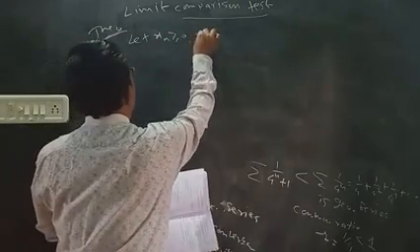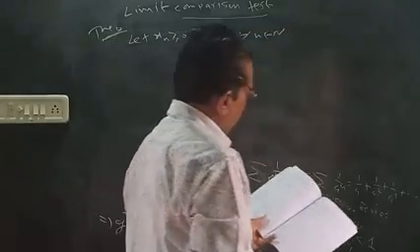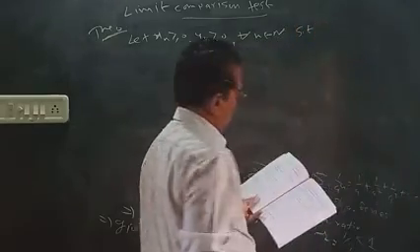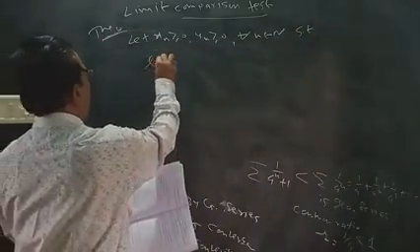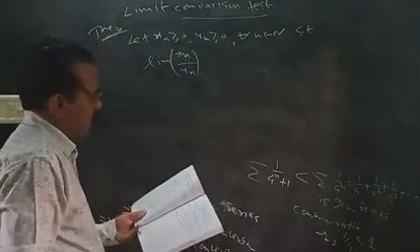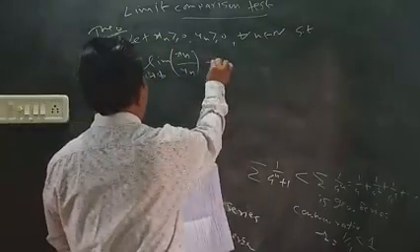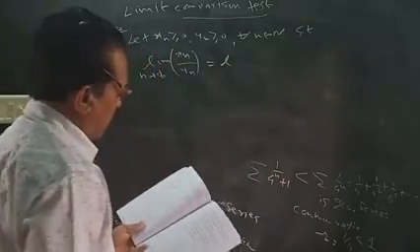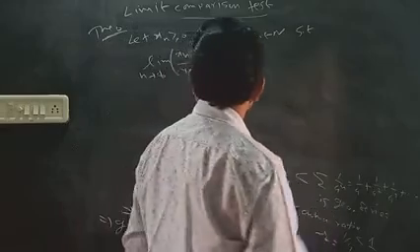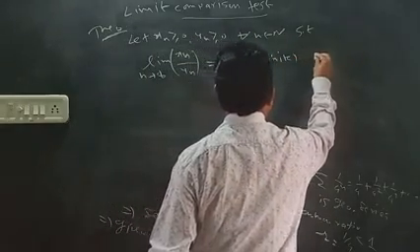Xn positive, Yn positive for all natural numbers, such that the limit of Xn upon Yn, the ratio, must be L, not equal to 0 and not equal to infinity. So this L is finite, then it converges.